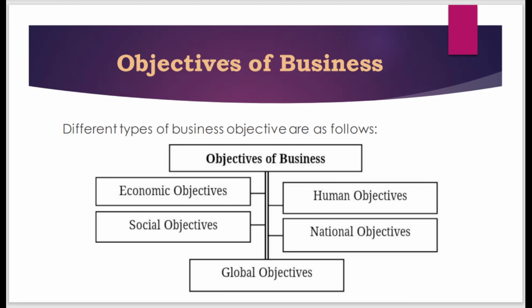Our next topic is objectives of the business. Here are a few objectives that are important to a business. The first one is economic objective, the second is human objective, the third is social objective, the fourth is national objective, and the last is global objective.